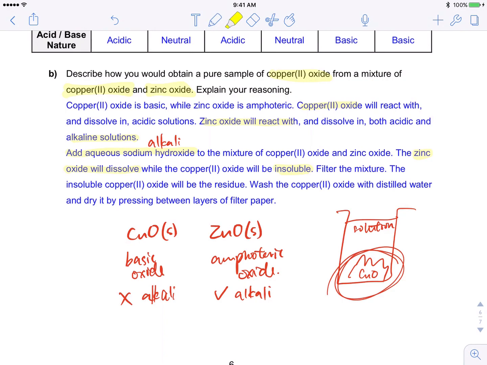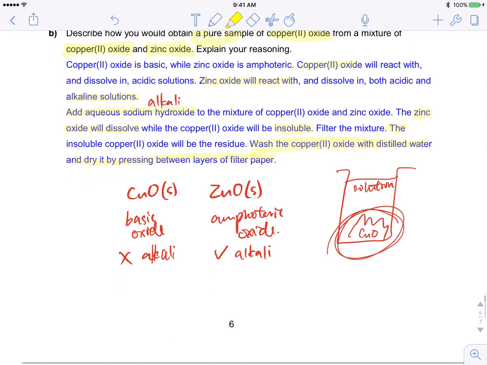Then you may ask me, do I need to write this whole part? Okay, you need to write up to whether it is the residue or the solution. Because they mention to get a pure sample, it also excludes water. So if your sample is wet, it is also not a pure sample of copper 2 oxide. So we try and dry it first. First, we wash it with distilled water to make sure it's clean. Then we dry it by pressing it against layers of filter paper.